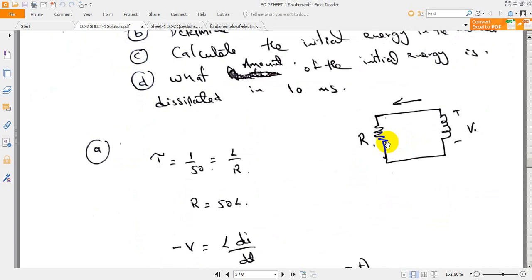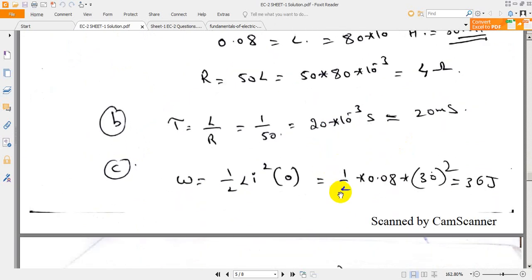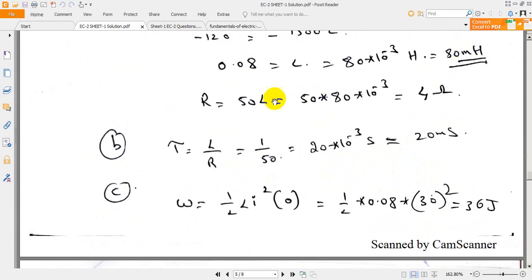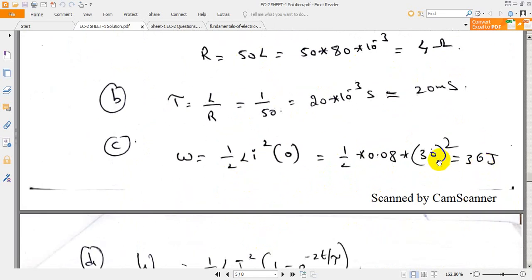So I is equal to 30. Simply substitute I is equal to 30 here. Half, L value is from here, 0.80 millihenries or 0.08. I value at t is equal to 0 is 30. Substitute 30 square, you will get 36 joules.